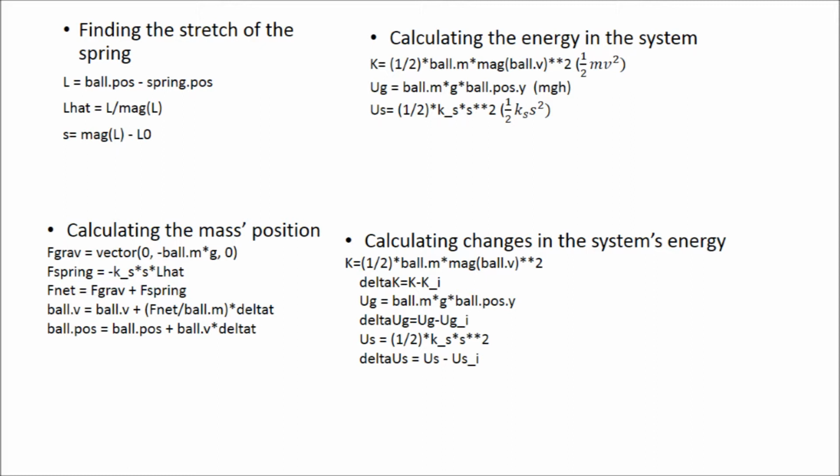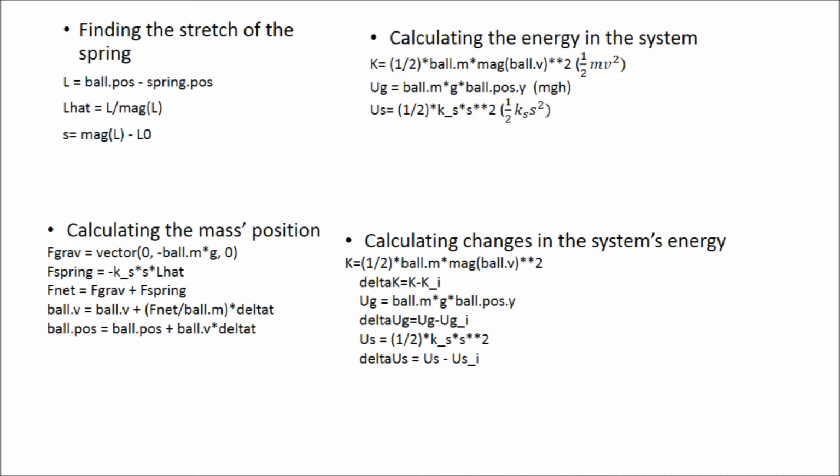Then I calculated the energy of the system. The kinetic energy equals 1/2 the mass times the velocity squared. The gravitational potential energy equals the mass times gravity times the height of the spring. The spring potential energy is equal to half the spring constant multiplied by the stretch of the spring squared. We will use this information in the energy principle in our code.